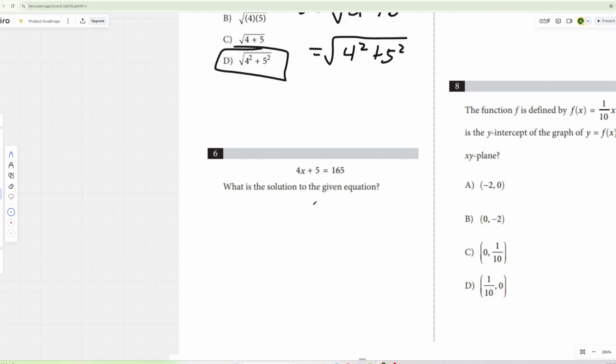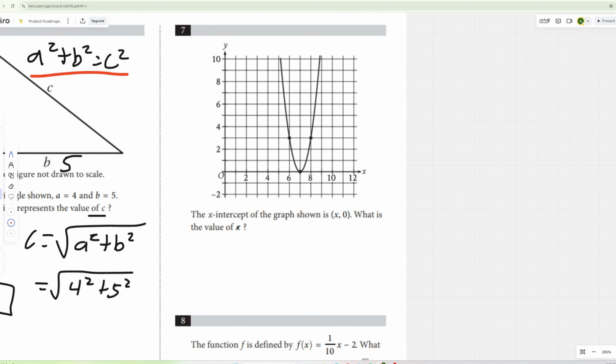What is the solution to the given equation? Again, this is just simple algebra. 4x equals 160. How did I do that? Just subtracted 5 from both sides. X equals 40. The x-intercept of the graph shown is (x, 0). What is the value of x?